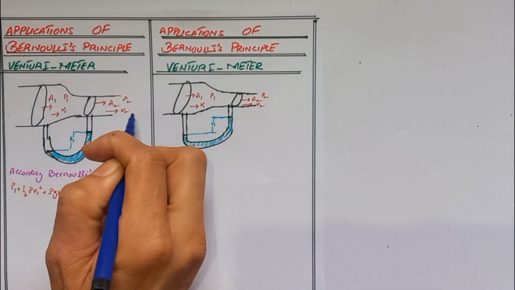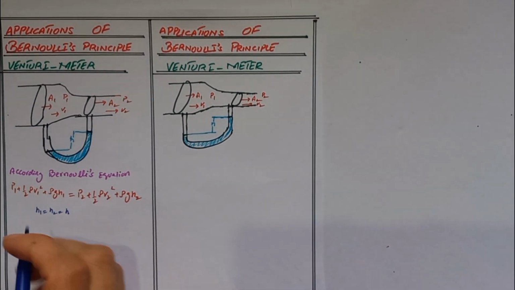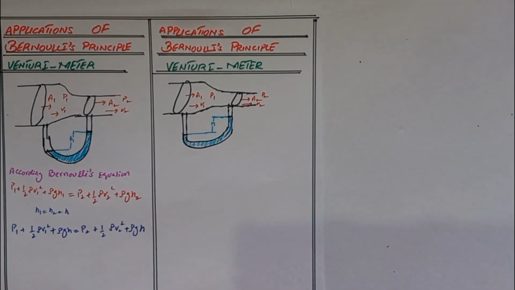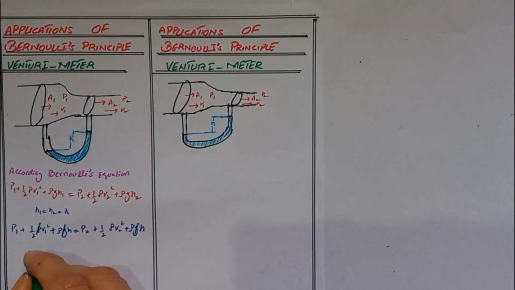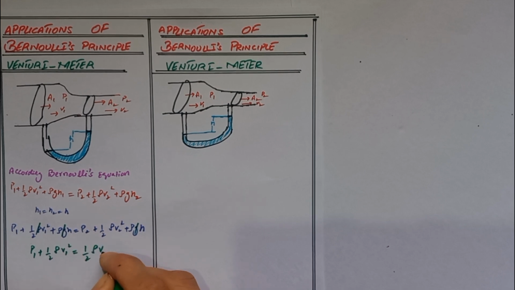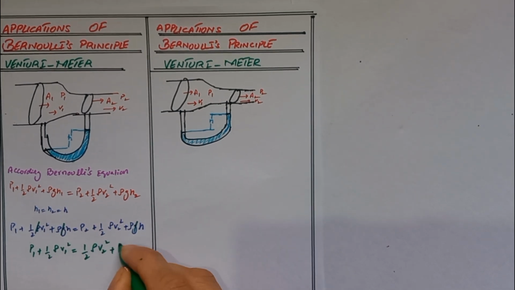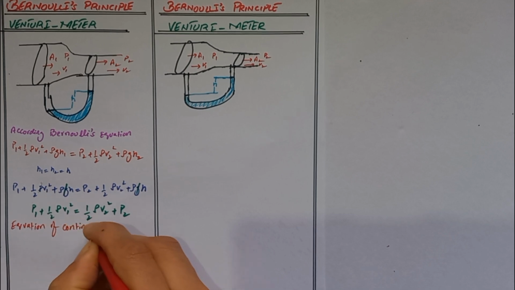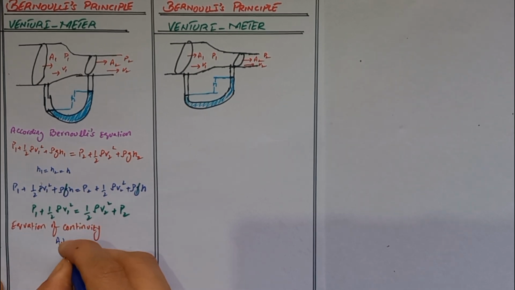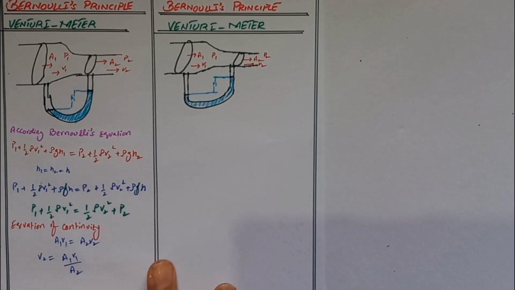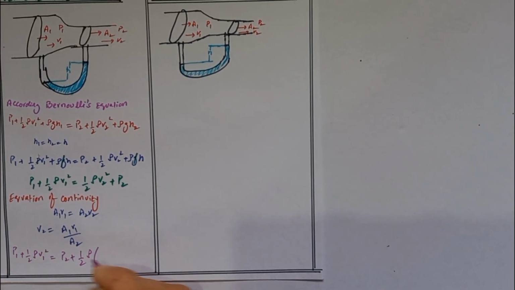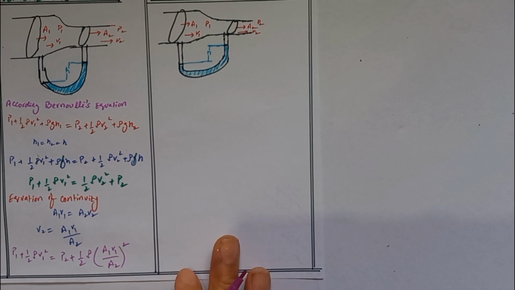So here the height of pipe is same. So H1 is equal to H2 is equal to H. So we write P1 plus half rho V1 square plus rho G H is equal to P2 plus half rho V2 square plus rho G H. This will cancel out. So P1 plus half rho V1 square is equal to half rho V2 square plus P2. Now by equation of continuity, A1 V1 is equal to A2 V2. So V2 is equal to A1 V1 divided by A2. Put in this equation. So here we write P1 plus half rho V1 square is equal to P2 plus half rho V2 square, where V2 is A1 V1 divided by A2, whole square.